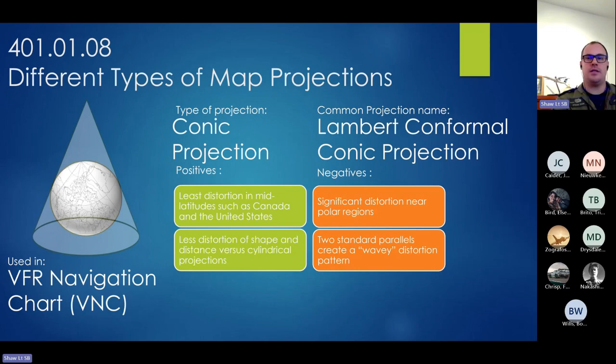So any questions on the Lambert conformal conic projection? This is what we like to use if we're planning our cross country. You're going from Winnipeg to Prince Albert to meet one of your course mates for lunch, and then you're going to fly home. This is the map you're going to use.